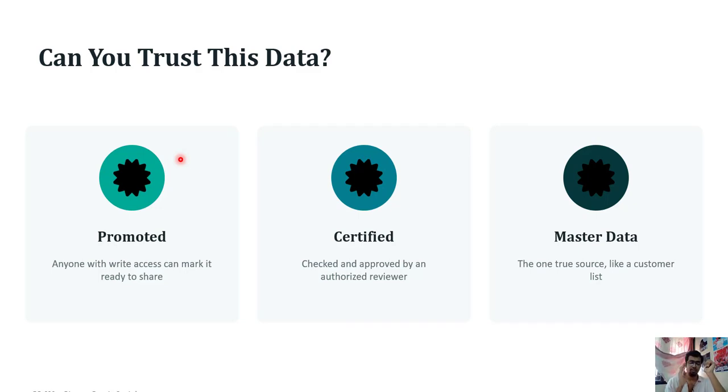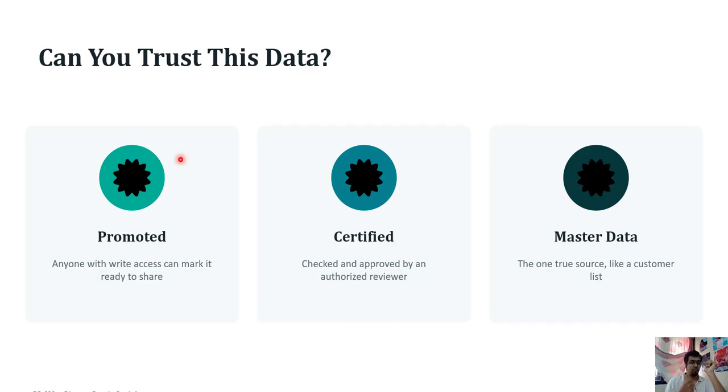Microsoft Fabric gives these three endorsement labels: promoted, certified, and master data. Promoted can be done by any user who has the right access for their data, and for the data which they think they can share, they can use this promoted label. Next comes certified. For this labeling, one should not only have the right access for their data, they should be an approved reviewer by a tenant admin. Only if they are an approved reviewer can they give a certified label for their own data.